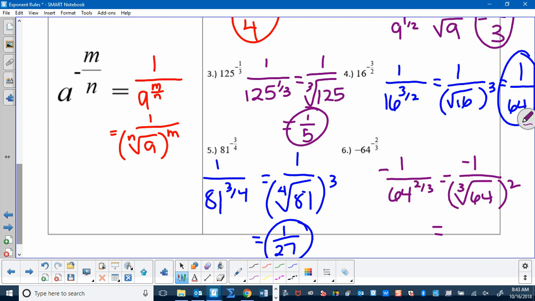Guys, you know the square root of 64 is 8. So it's got to be smaller than that. And the only other one that makes sense is 4. So the cube root of 64 is 4. Squared is 16. Negative 1/16. That was your quick Algebra 2 review. Now we're starting pre-calc.